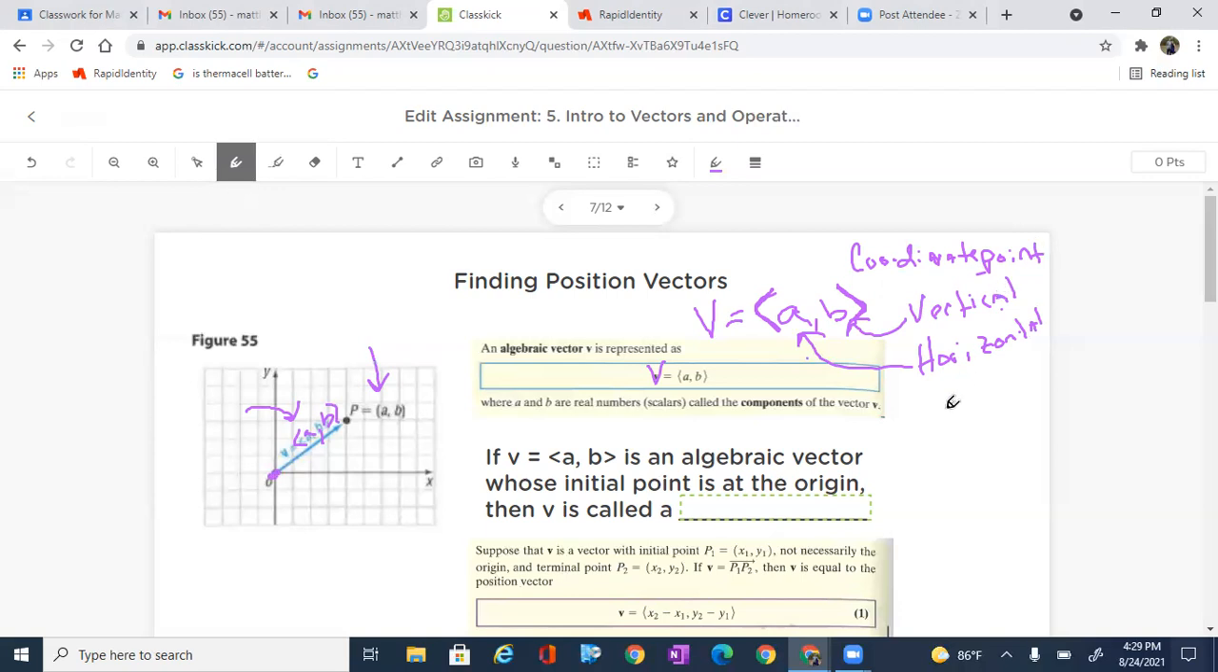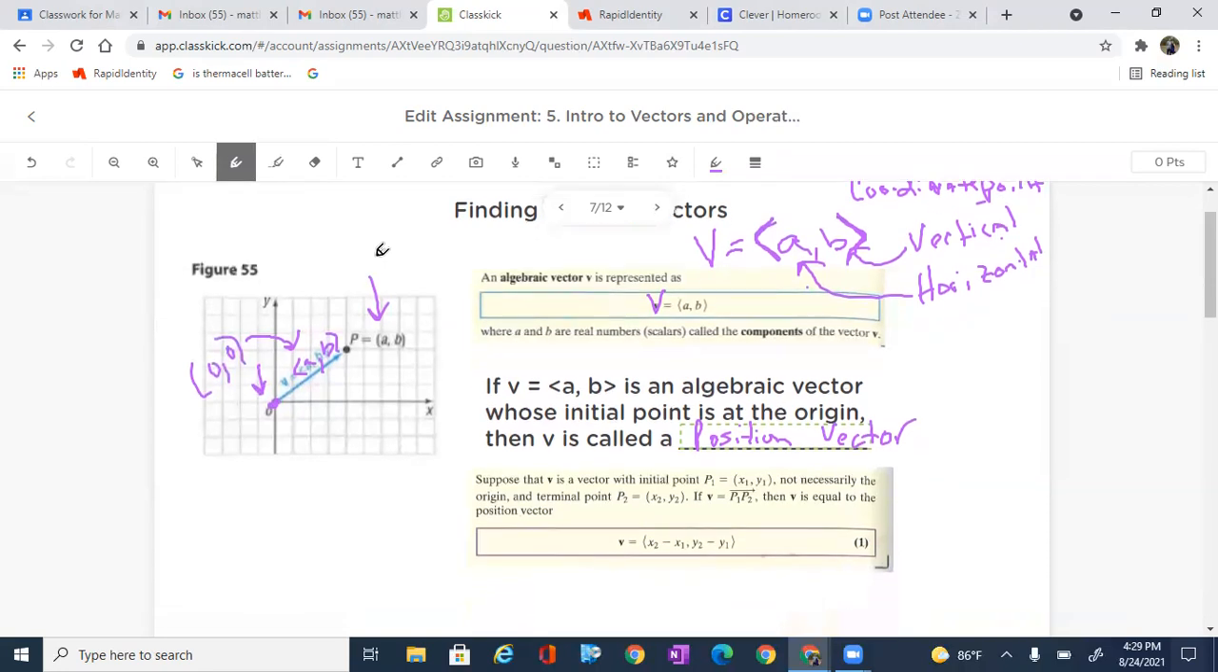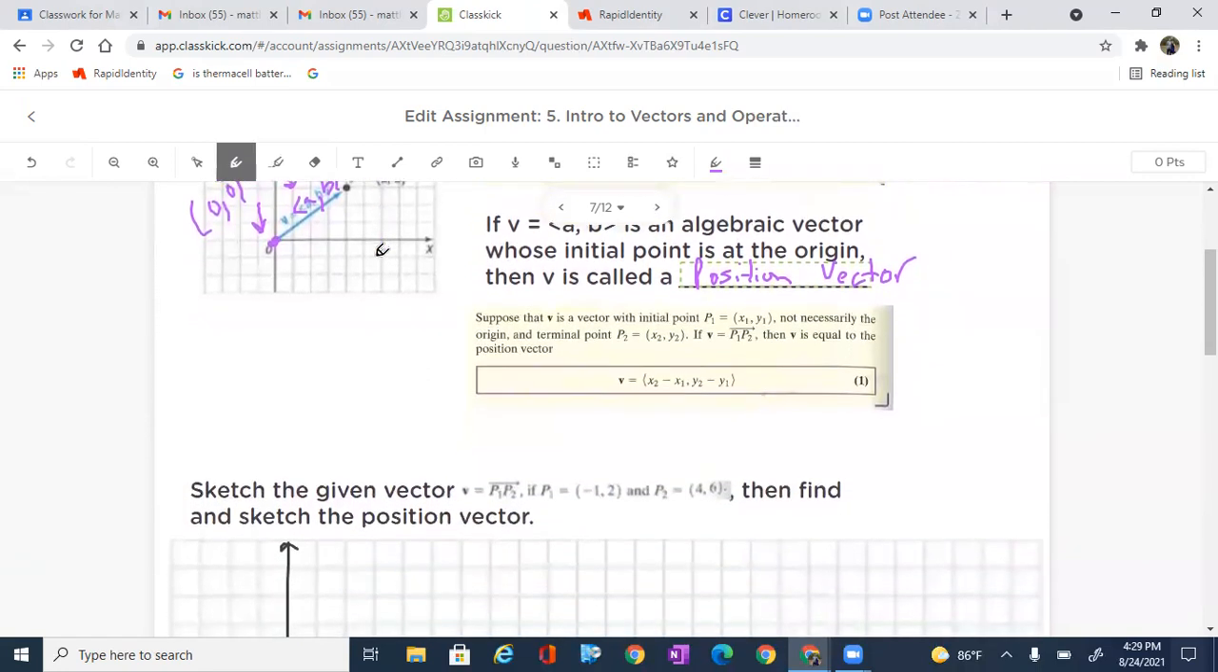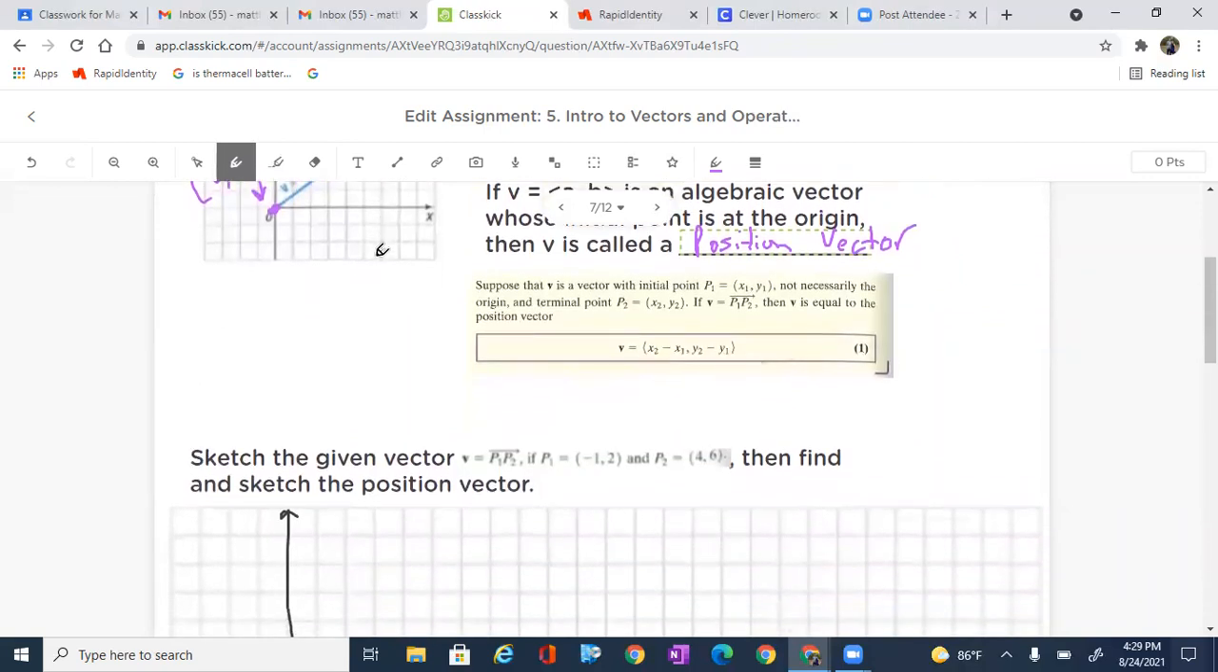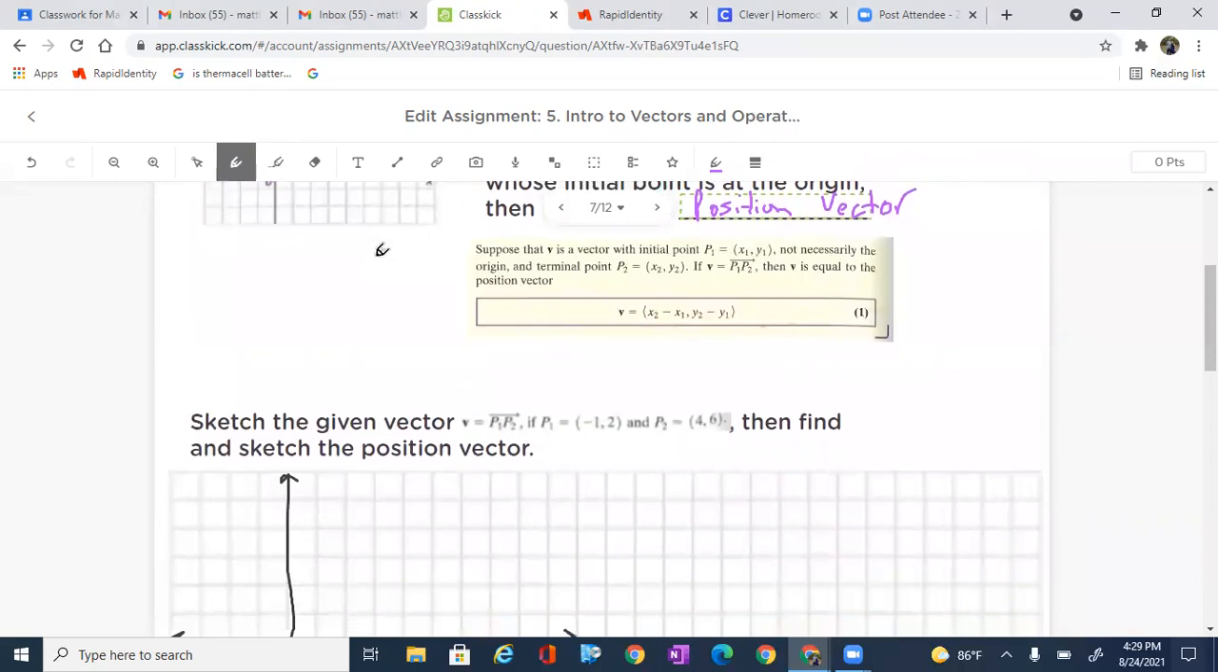So if it starts at the origin, we have a specific name for that vector. That vector is considered a position vector. And a position vector always is starting at the origin, like here. And remember, the origin is at 0, 0. Now, not all vectors, as we work with them, will be starting from the origin. But it is always important for us to go back to a position vector because it's going to be making our calculations easier. So what do we do in order to find a position vector?